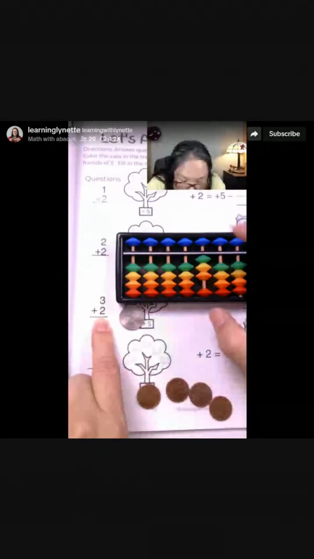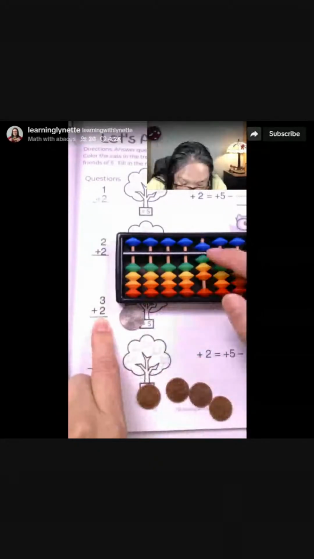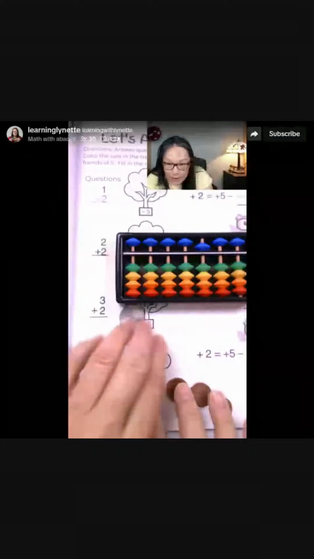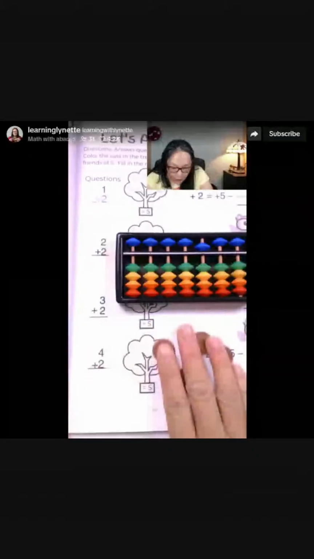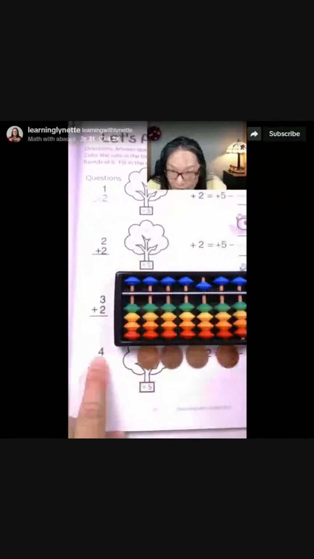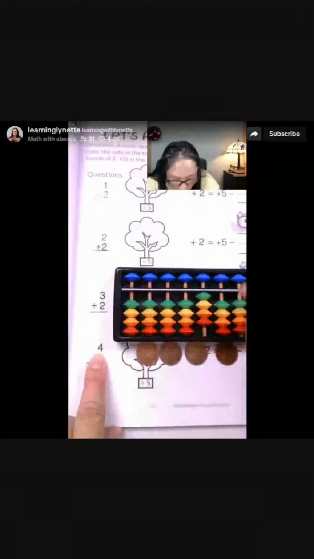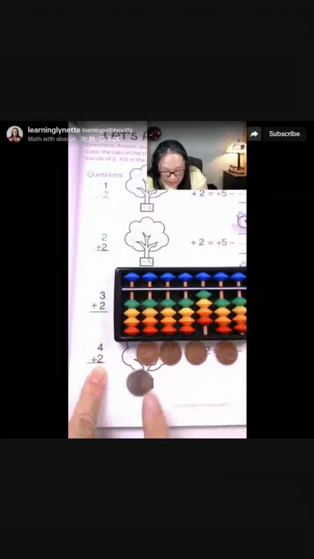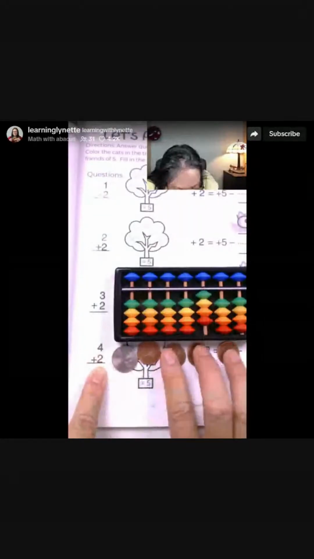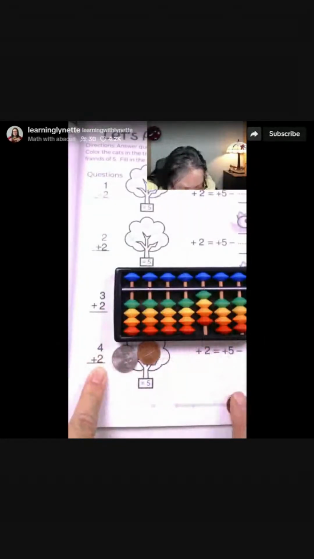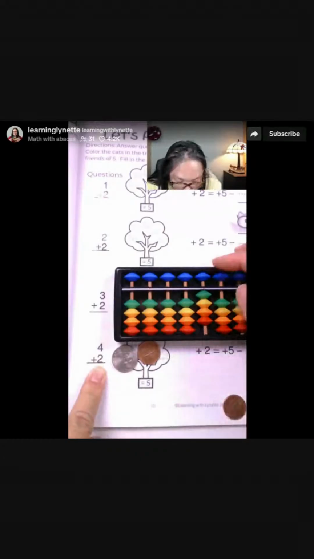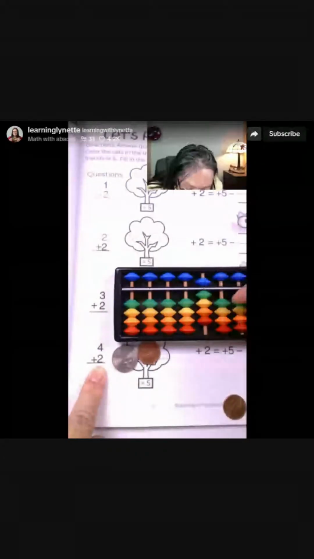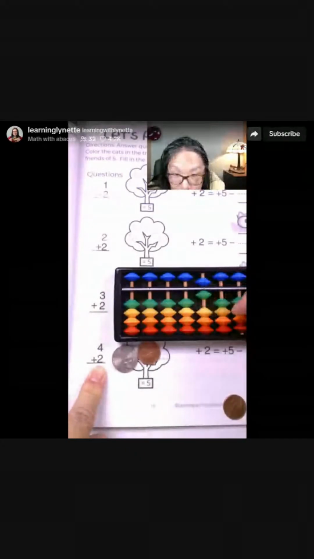Then we can do it again with the 4. I have 4, and I want to add 2, but there's not enough. What happens? I can give you 5 cents, but that's too much. I need change, so I'm going to take away 3. This is what it looks like on the abacus: I add the 5, and I take away the 3. And there you are. Thank you, Char. Easy.